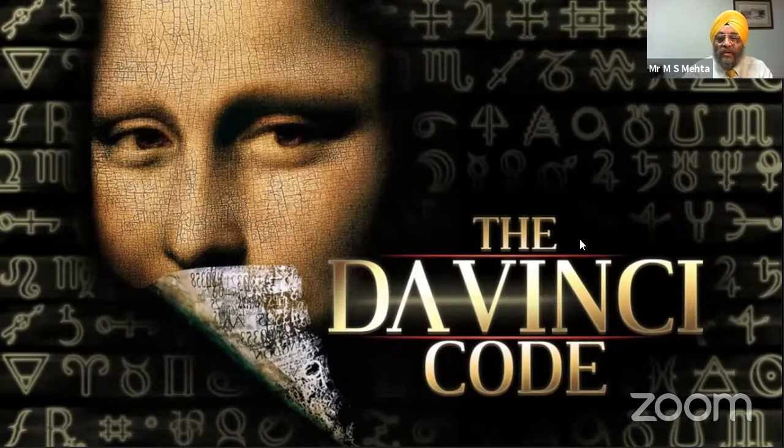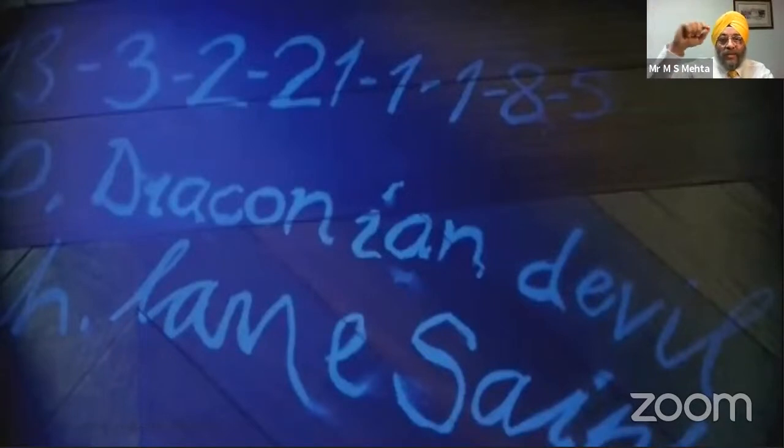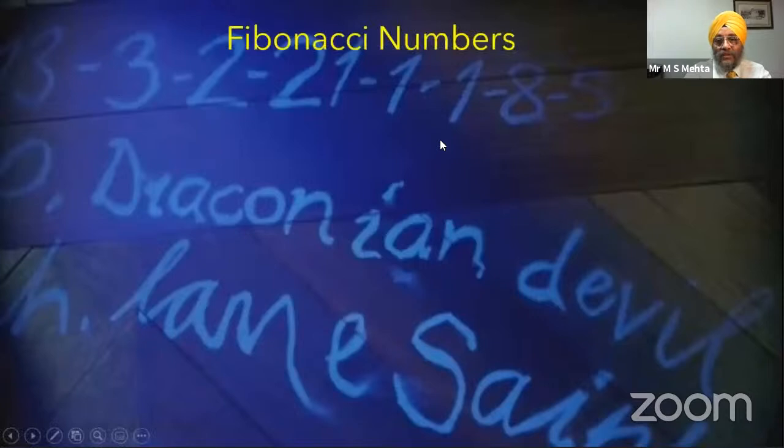Good. So if you remember the first scene from this movie, or if you read the novel, the first scene where in the beautiful Museum of Louvre, a person is dead and there is something written above him, "O draconian devil, O lame saint," and there are some numbers written at the top. So the protagonist in the movie, Mr. Robert Langdon, deciphers these numbers. He says these are Fibonacci numbers. Now, Fibonacci numbers are where every number is added to the previous.